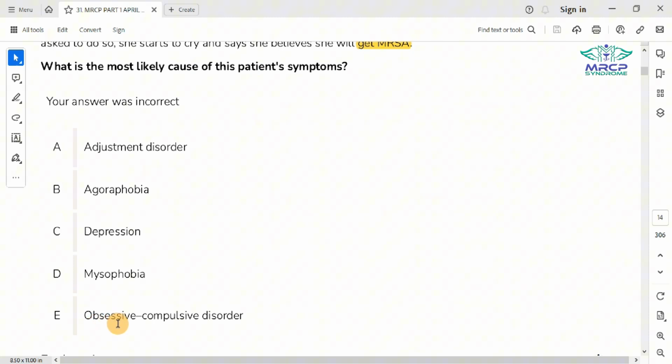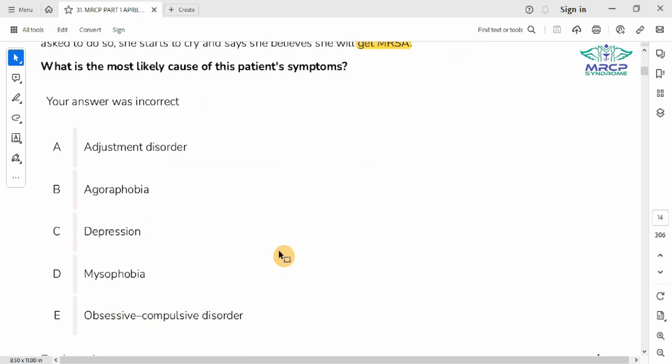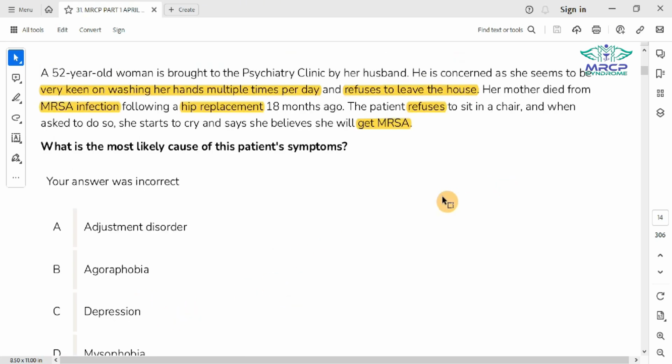In case of obsessive compulsive disorder, the patient will also have repetitive behavior like repeated hand washing. But this is typically driven by intrusive or unwanted thoughts, the obsessions. In this case, the patient's behavior seems to be more linked with the specific phobia of contamination rather than an intrusive obsession seen in obsessive compulsive disorder.